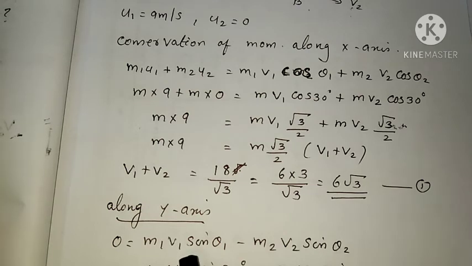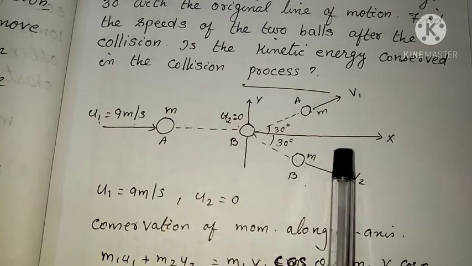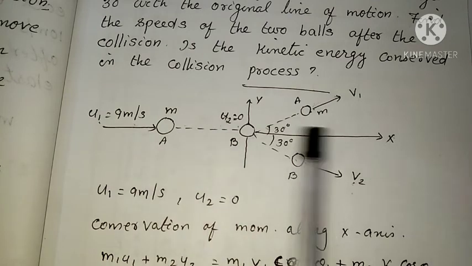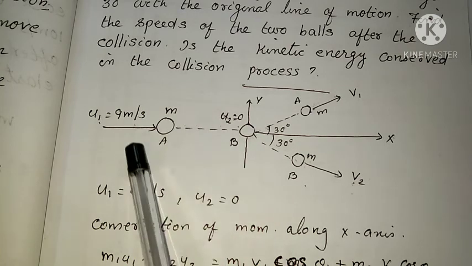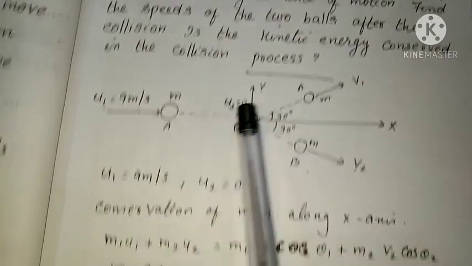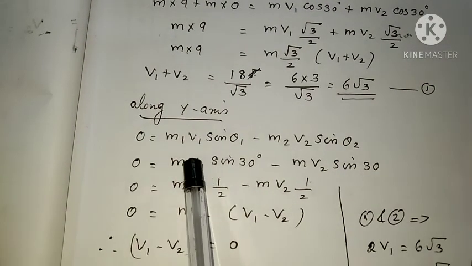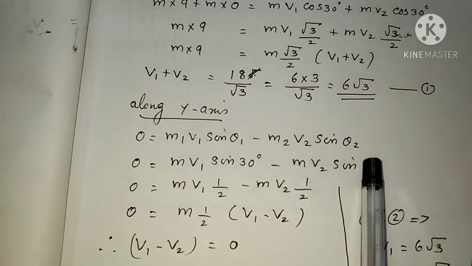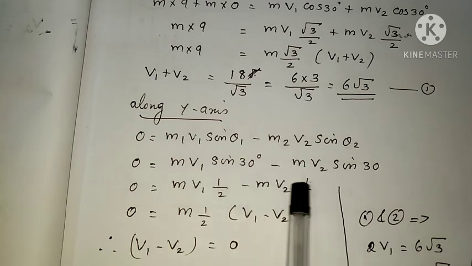Similarly, we can apply the momentum along the y-axis. What is the consideration of momentum along the y-axis? Momentum before collision equal to momentum after collision. So, what is the momentum before collision along the y-axis? That is 0, because there is no movement along the y-axis. Therefore, we can write the formula 0 equal to m1 v1 sin theta 1 minus m2 v2 sin theta 2. Therefore, 0 equal to m v1 sin 30 minus m v2 sin 30.